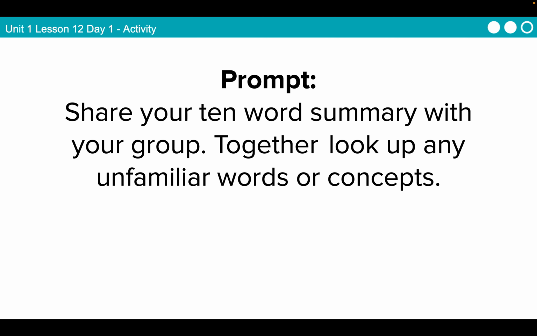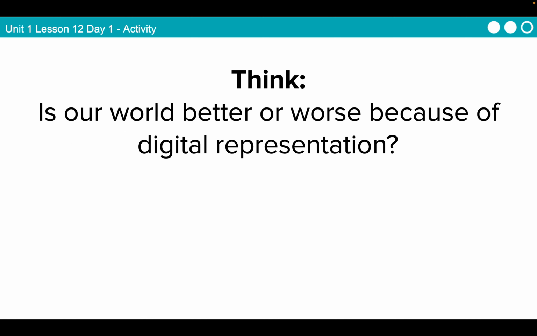Look up anything you're unfamiliar with, any concepts that you need to learn more about. If you need to learn a little more about DNA stuff, or how a certain thing is represented in binary, digitally represented, take a moment and do that quick research. And then come back to your main question. Is our world better or worse off because of digital representation?